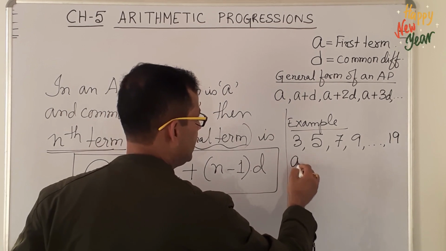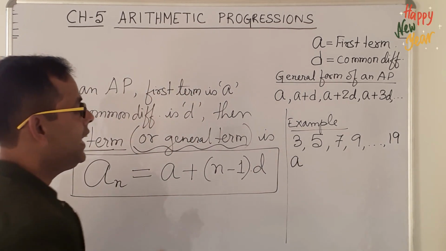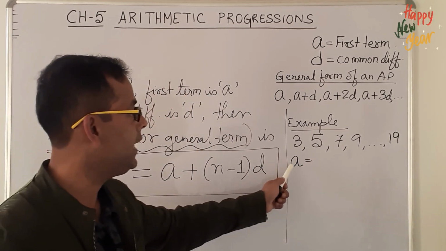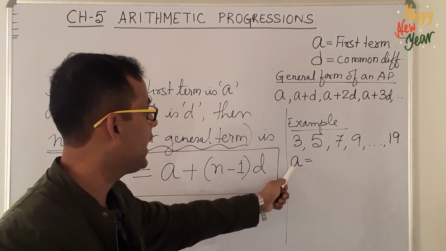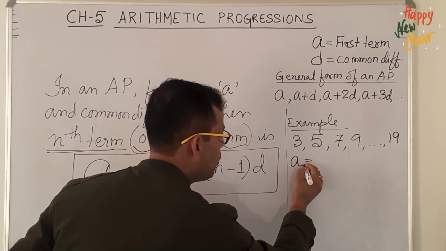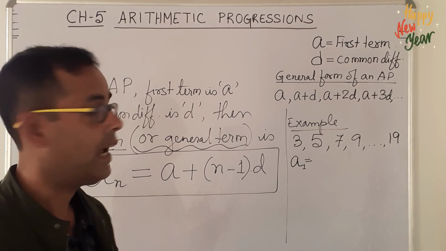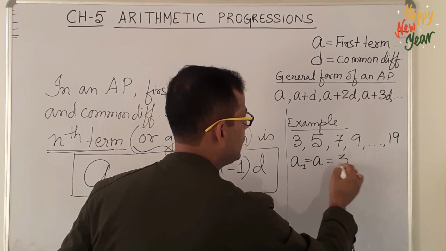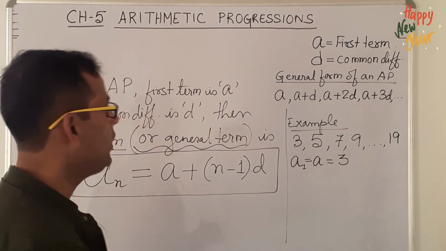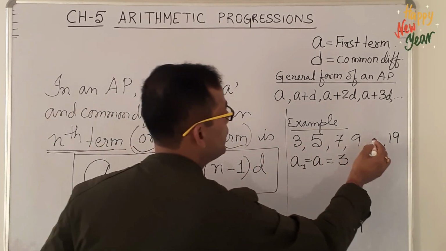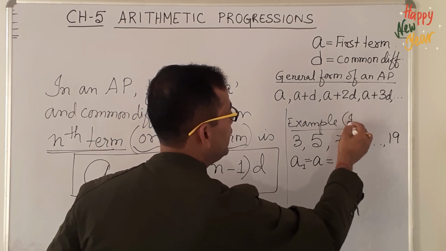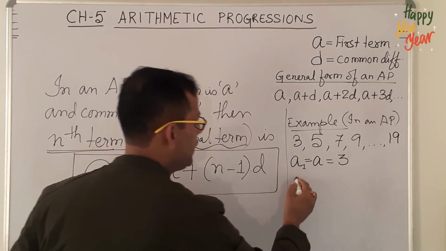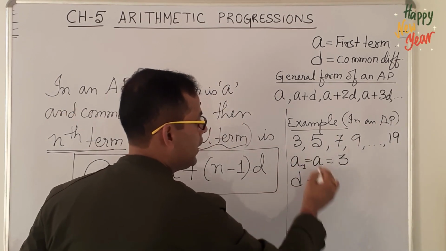Now the first term, that is A. Already I told you, first term. We can write A, first term A1 also. A1 and A both are the same only, and it is 3. And it is already told this is an AP, this is an example in an AP. So D we can easily find out.